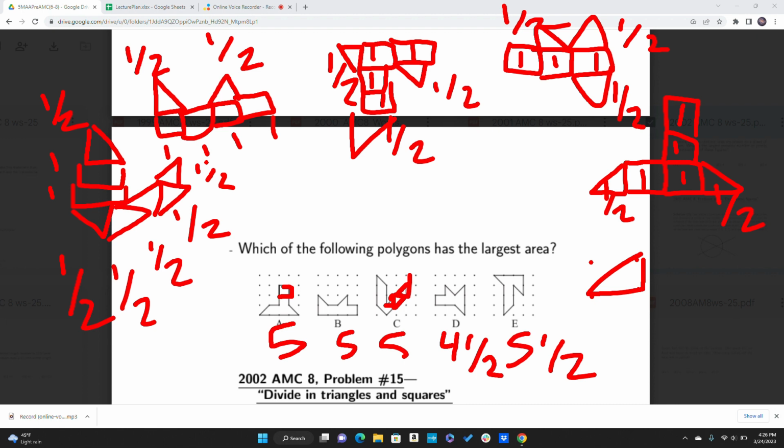So which has the largest area out of all of them? That would be answer choice E, with 5.5.